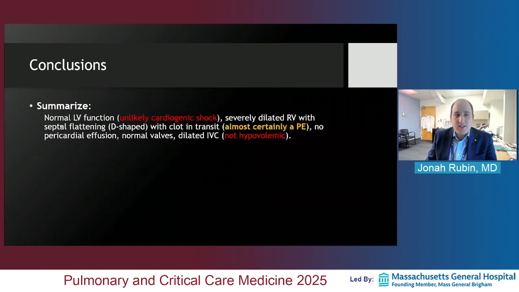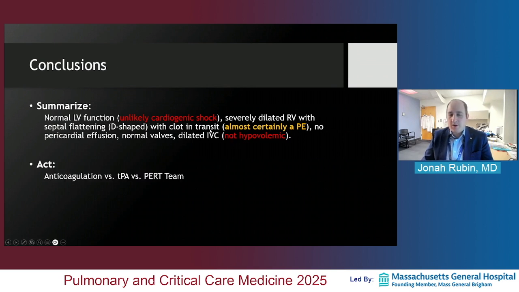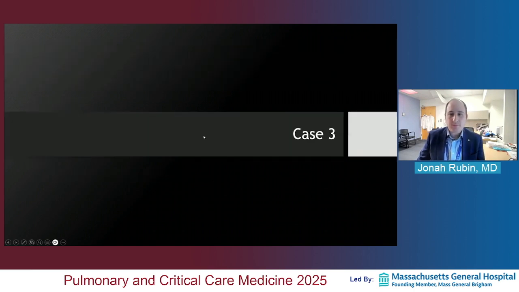So to summarize our findings here, you've got normal LV function, a severely dilated RV with septal flattening with a clot in transit. So this is a patient who's almost certainly a PE, no effusion, normal valves, which I didn't show you color, but you'll believe me, and has a dilated IVC. They're not hypovolemic. So this is a patient where you're going through your PE pathway.